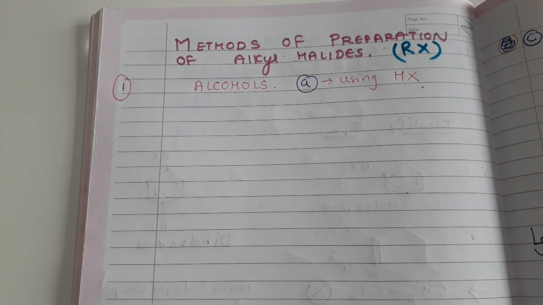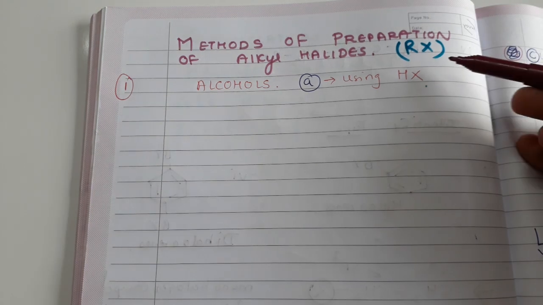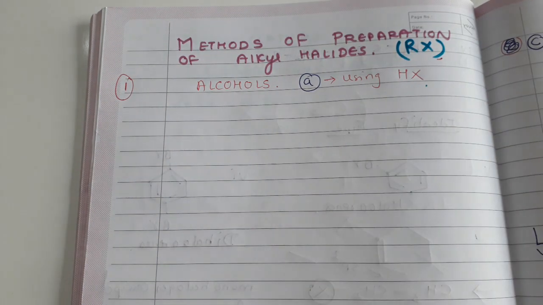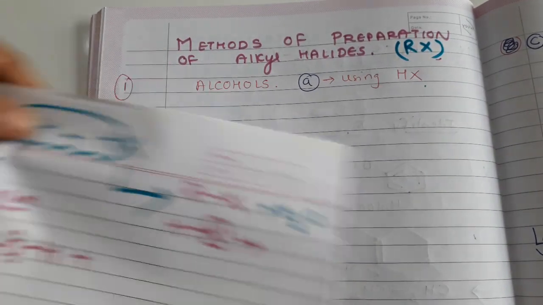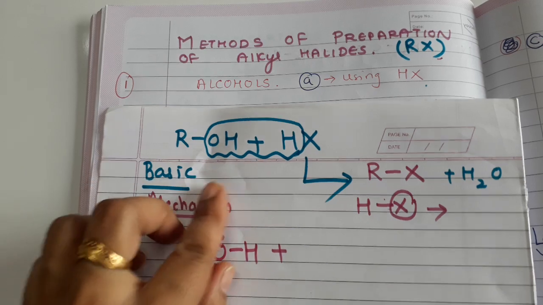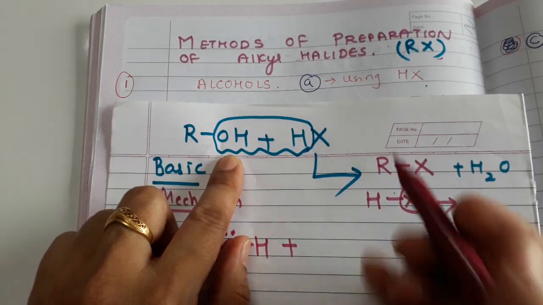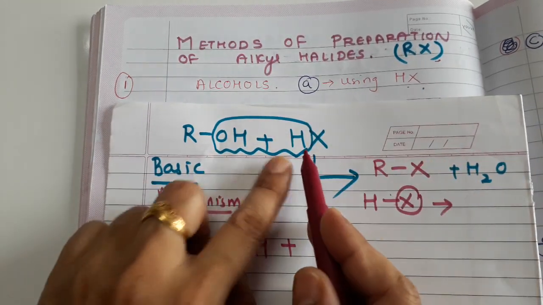Hello students. In this video we are going to learn methods of preparation of alkyl halides. Yes, we are going to prepare RX. The first method is using alcohol. The symbol of alcohol is ROH. So I wrote ROH, using HX.